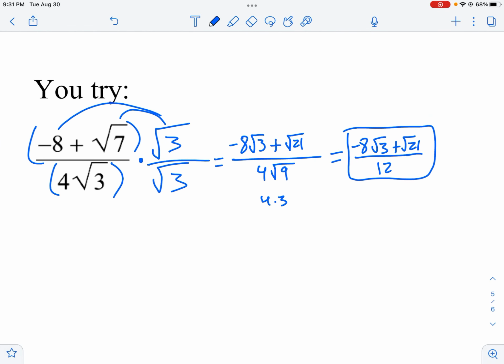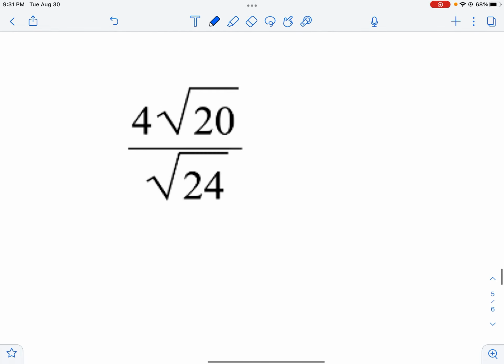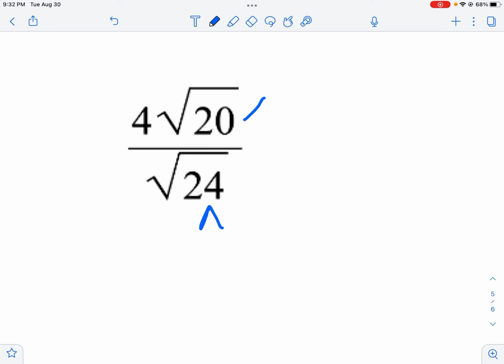It's been simplified. Let's go over to this one. You can follow the same path. You can multiply by root 24 over root 24. But little pro tip here, this can be simplified. And so before we do that, I'm going to save us a little bit of work by simplifying before we try and rationalize the denominator here.